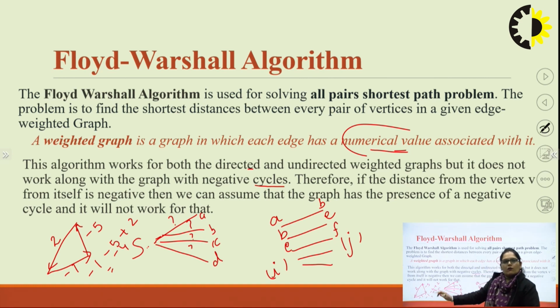So the Floyd-Warshall algorithm doesn't work for a negative weighted cycle if it is present in your graph. Therefore, if the distance from a vertex V to itself is negative, then we can assume that the graph has the presence of a negative cycle and the algorithm will not work for that.